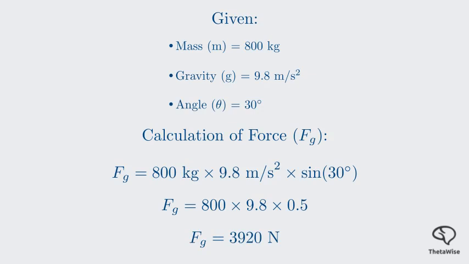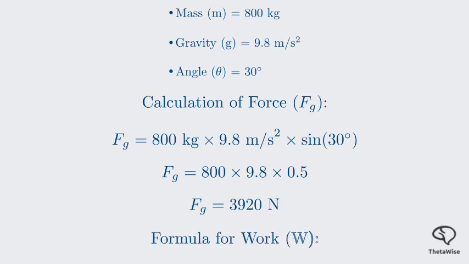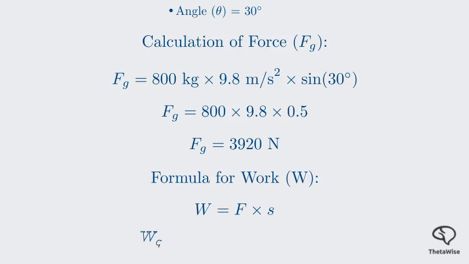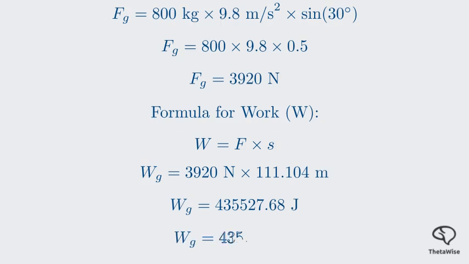Now we need to find the work done against this force. Just like with friction, work is force times distance. The work done against gravity is the gravitational force component, 3920 newtons, multiplied by the distance the car travels up the incline, which we calculated earlier as 111.104 meters. Multiplying these together, we get a work done against gravity of 435,527.68 joules, or 435.528 kilojoules. Let's compare this with the memo.